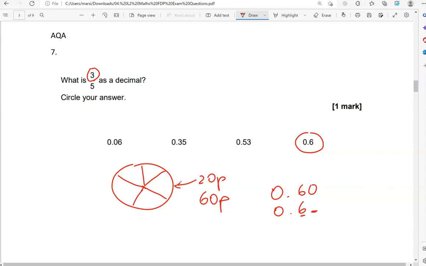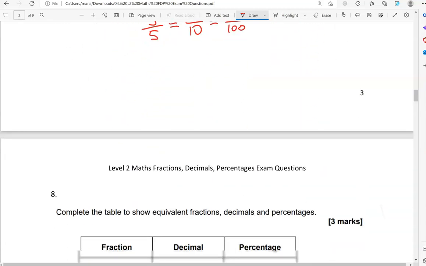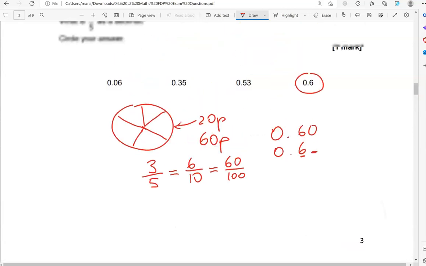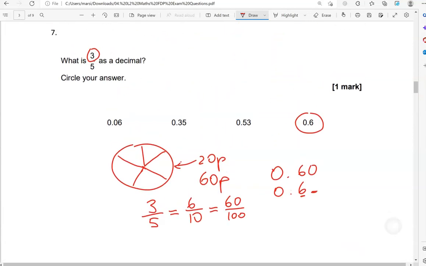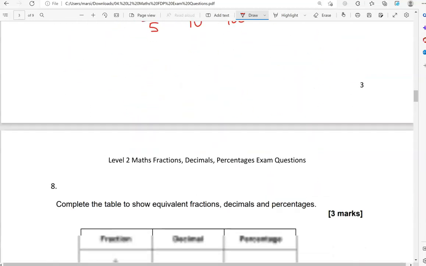You could also divide 3 by 5. You could also scale up the fraction. So if you double, this will be 6/10. If you multiply by 10, this is going to be 60 out of 100, which is 60 pence, again 0.6 in this case. You don't need to show the working out because this is only a 1-mark question, but it's good practice to show the working out, even if you do it in your head.